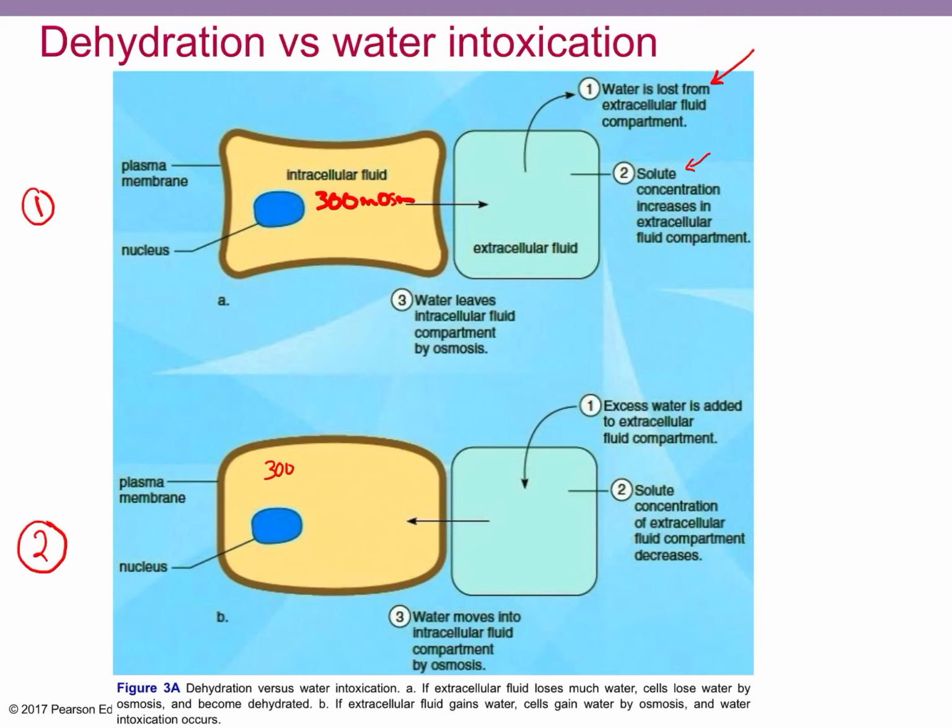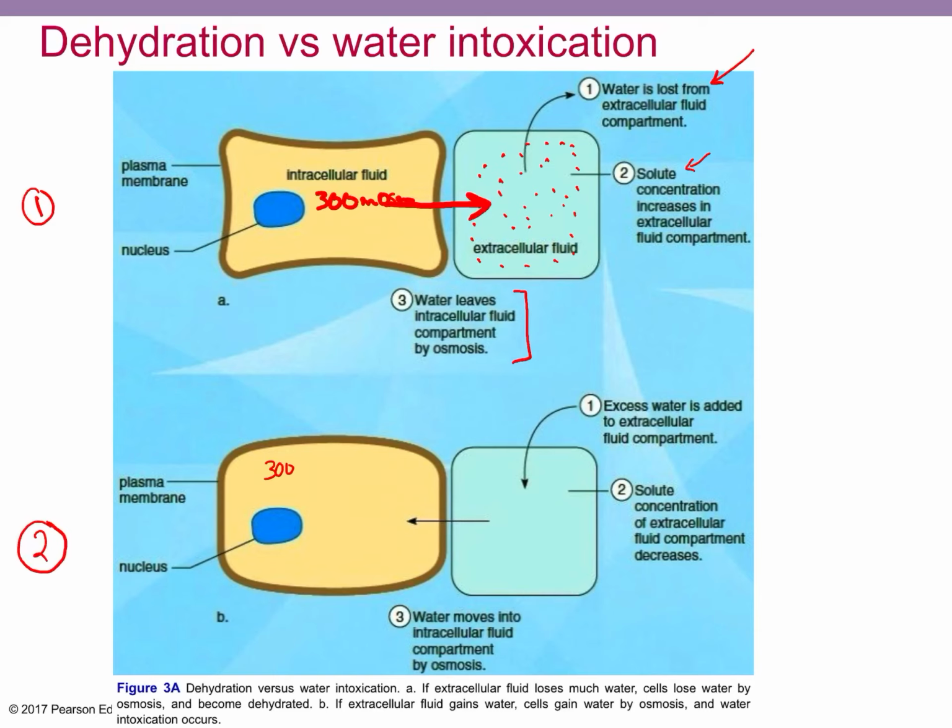We're not taking in any water in this scenario. We're just sweating, and we're not taking in any extra fluids. So the solute concentration in our extracellular fluid will start to concentrate because we're losing that water, and this is going to create a hypertonic environment. Water will leave our cells and get moved outside into the extracellular fluid, and that's going to cause our cells to shrink a little bit. So water leaves the intracellular fluid by osmosis.